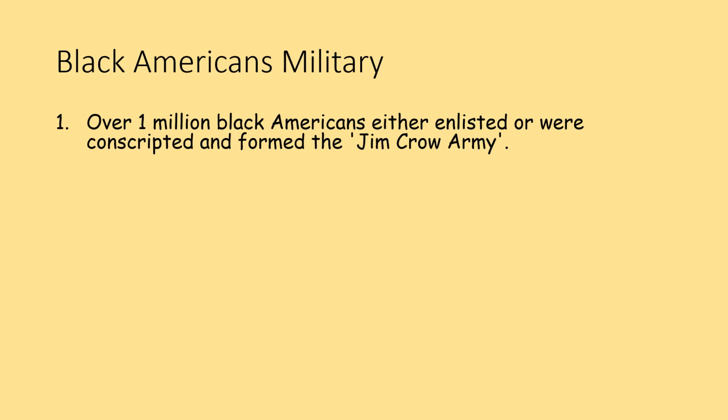Over 1 million Black Americans were either enlisted, which means volunteered, or were conscripted into the army in the form of the draft and formed what was known as the Jim Crow Army. At the beginning of America's involvement in World War II, Black Americans and white Americans were not fighting in the same battalions, but in segregated battalions. And that's why this phrase, Jim Crow Army, was used along with that.